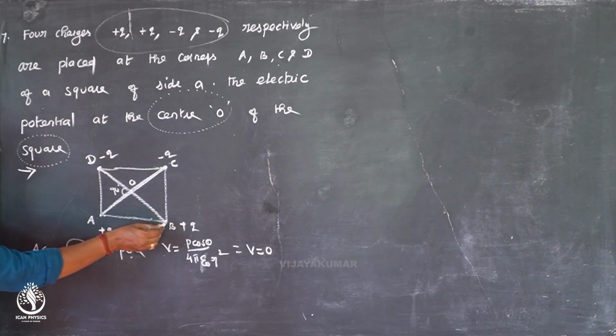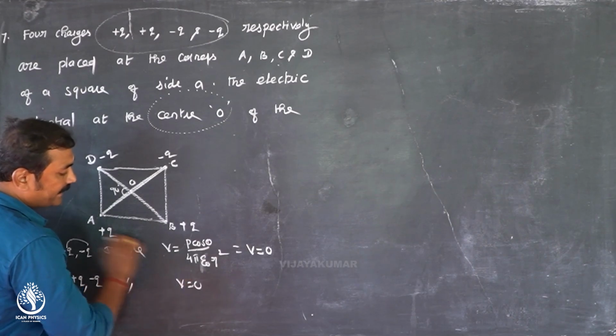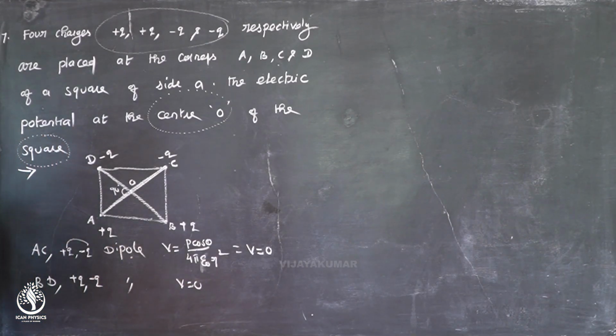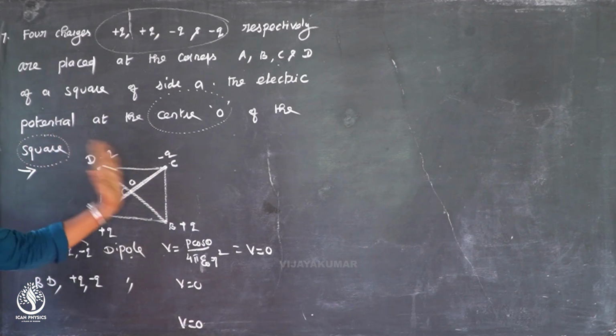Okay, now we can go for BD. Once again we have a positive and a negative charge, so it is acting as a dipole. So finally the potential is 0. So the net potential at the center is 0.